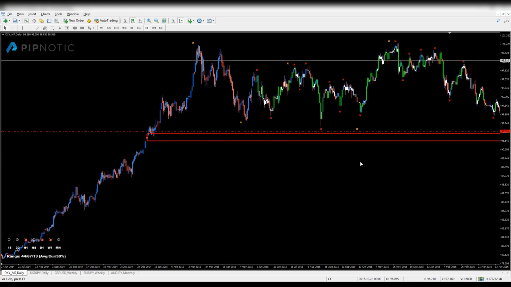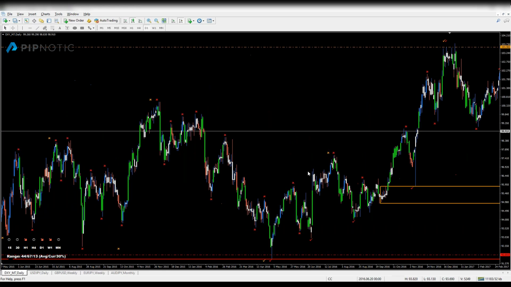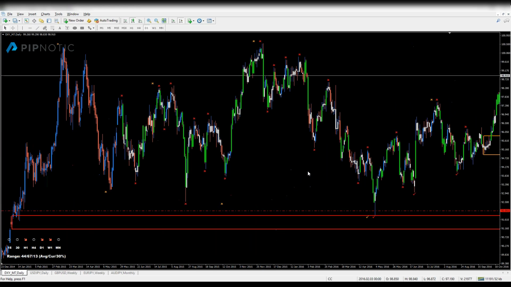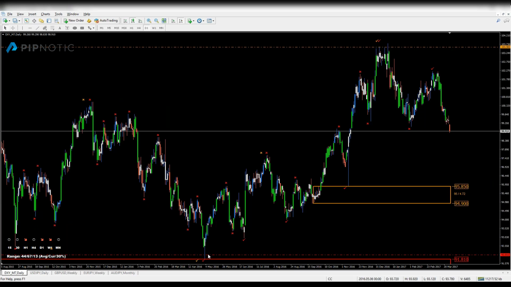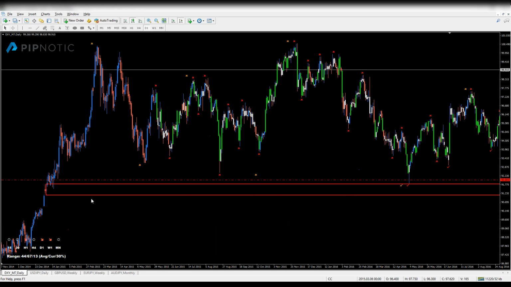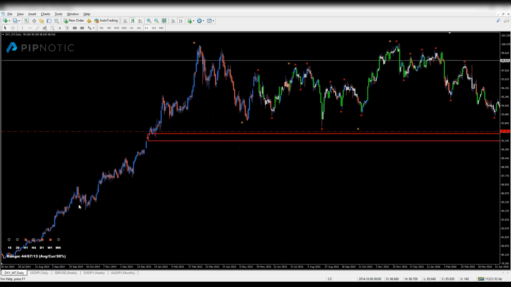Price tested it, and now we've had a few tests of that area afterwards. This is on the release, and this is the later one here. Super nice test, and then price went north like a freight train and didn't look back. So that's a really interesting area. So I think if price manages to get back there, it might be worth having another look at.